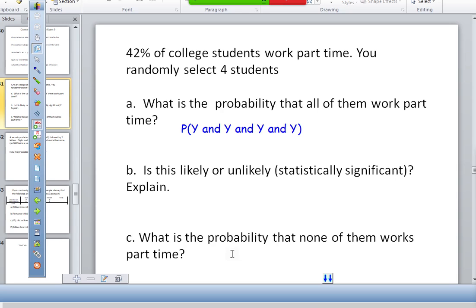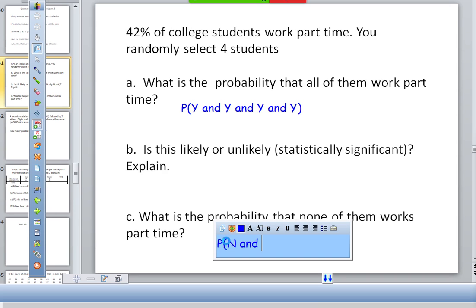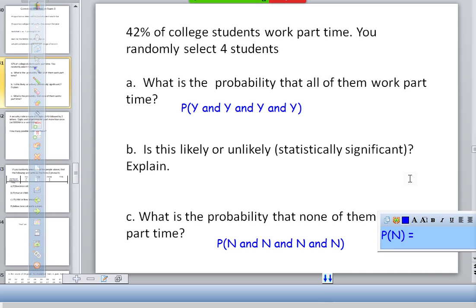What's the probability that none of them works part-time? None of them. So that's the probability of no and no, none of them. The first guy says no, and the second guy says no, and the third guy says no, and the fourth guy says no. They're all no. Well, first I have to figure out the probability the first guy says no. So what's the probability of no? Probability that someone says no to me. What's that probability? Anybody?